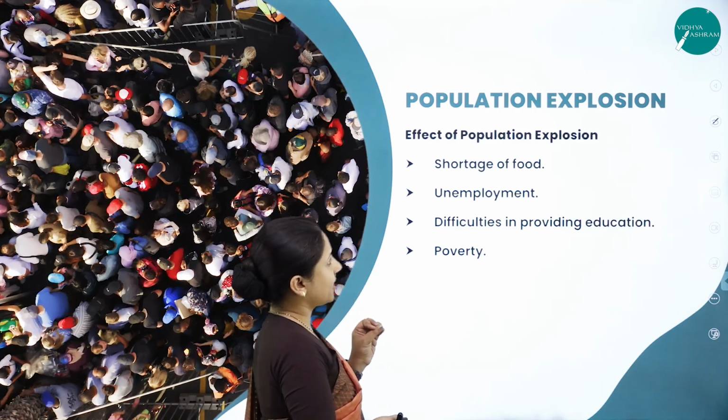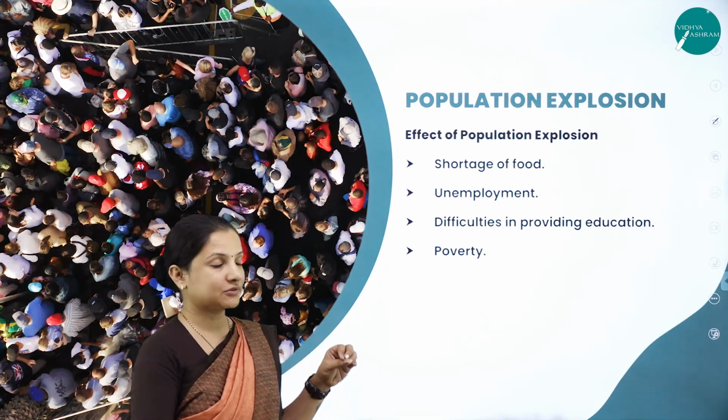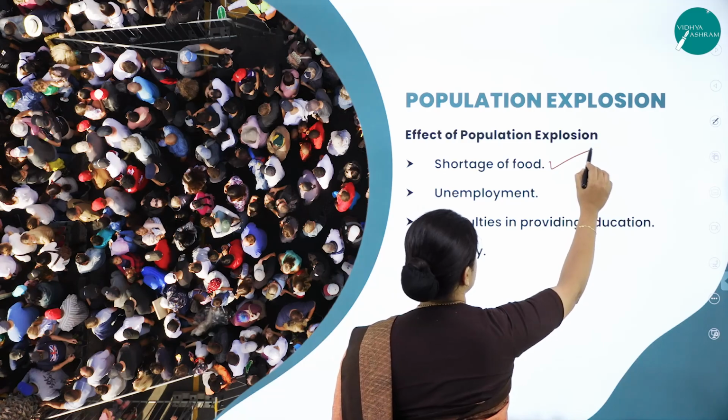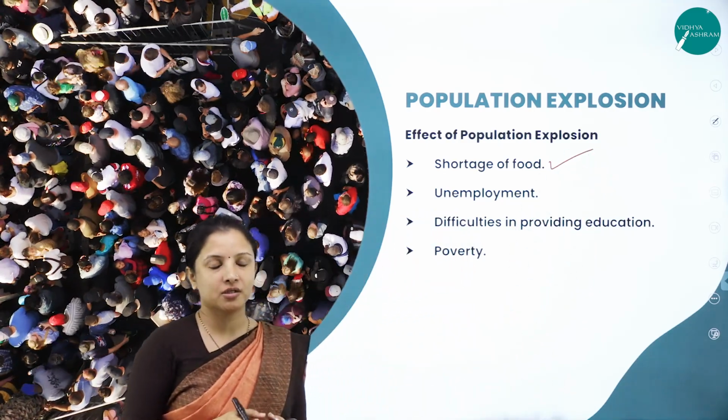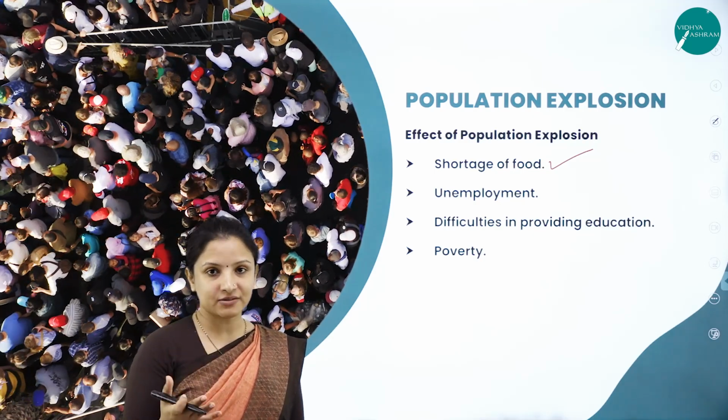But population explosion has a large number of effects on the people themselves. So what are those? We shall look into. First thing that will happen if there is population explosion or increase in population is shortage of food, because the more the population, the more infrastructure is needed.